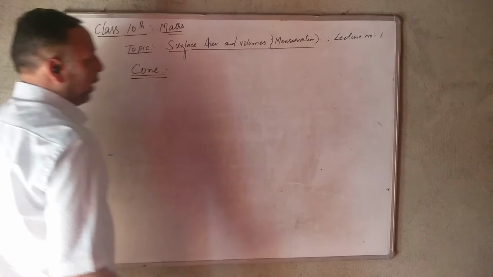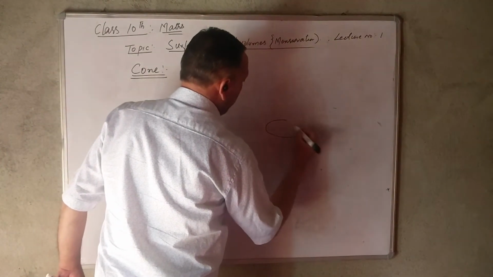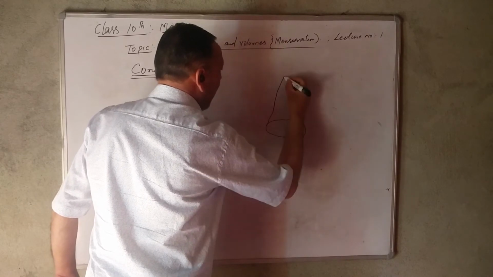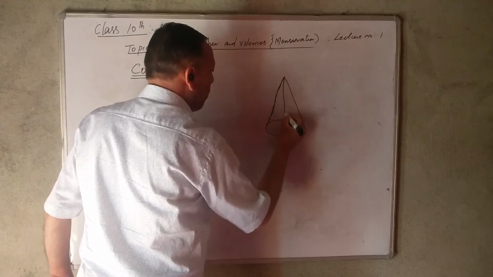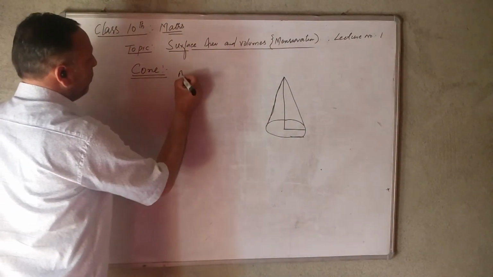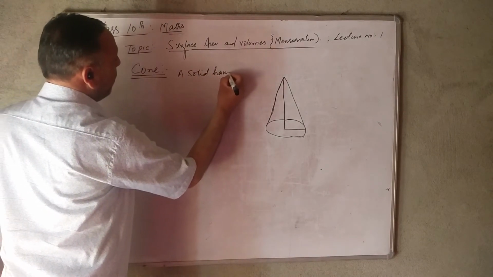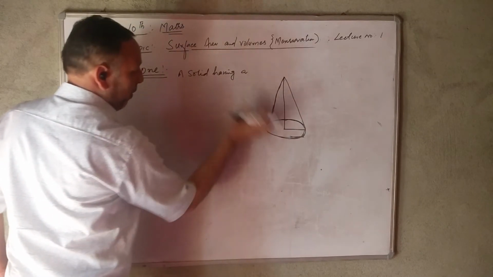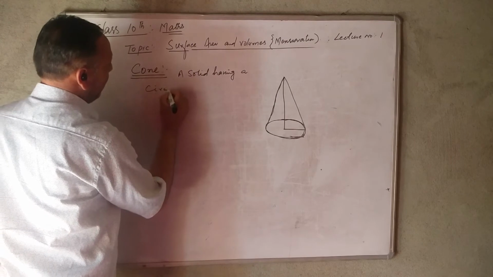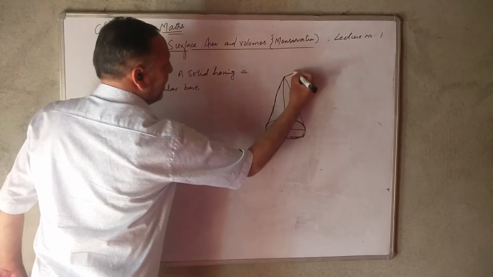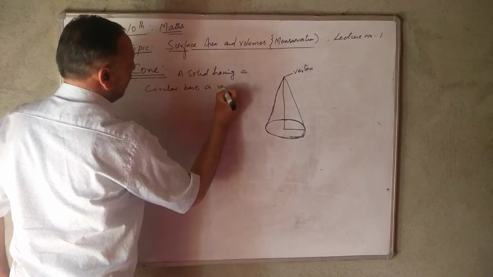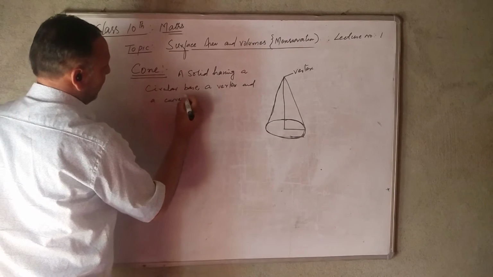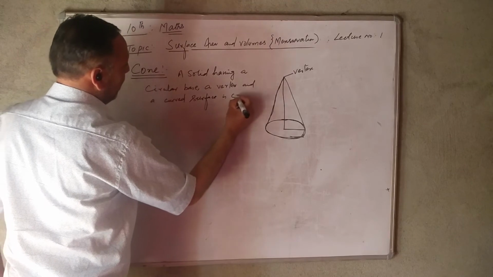Cone. A cone is a solid having a circular base, a vertex, and a curved surface. A solid having a circular base. This base is circular. You may have seen a cone having a circular base. This is the vertex. And these are the curved surface. A solid with these parts is called a cone.